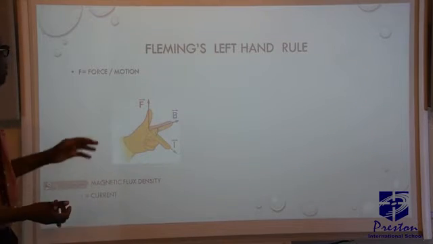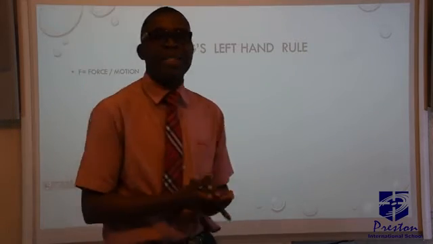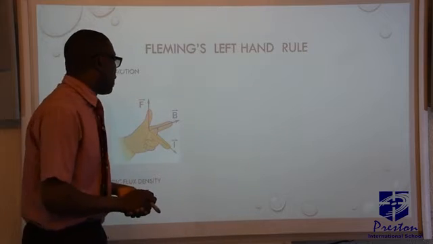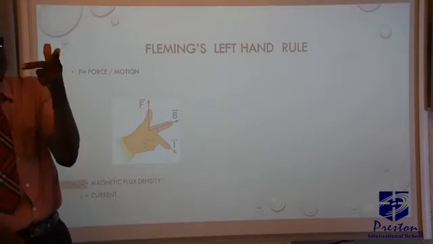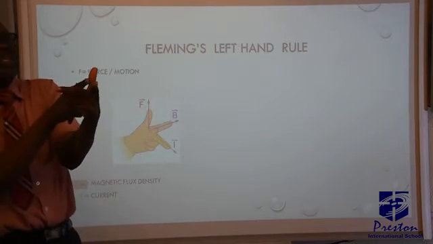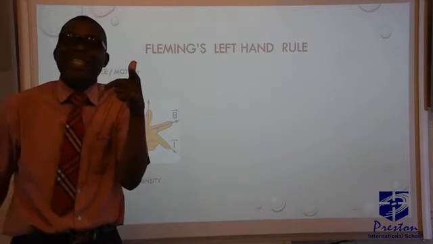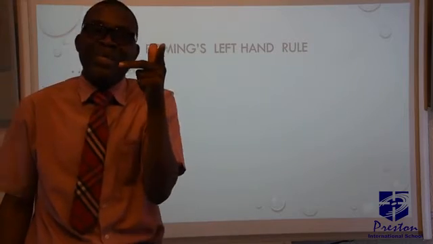Fleming's left-hand rule. We use it to determine the motion or the force acting on a conductor carrying current placed in a magnetic field. For Fleming's left-hand rule, I have my thumb, my forefinger, and my second finger placed at 90 degrees like this. The thumb represents the direction of the force. The forefinger represents the direction of the magnetic field. While the second finger represents the direction of the current.